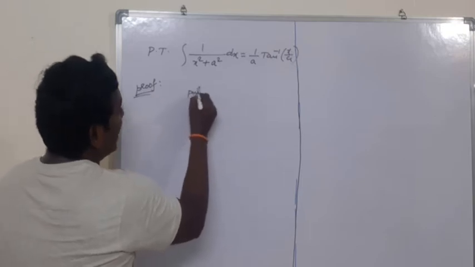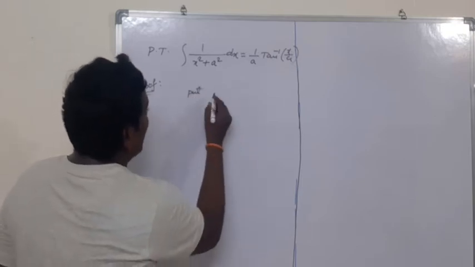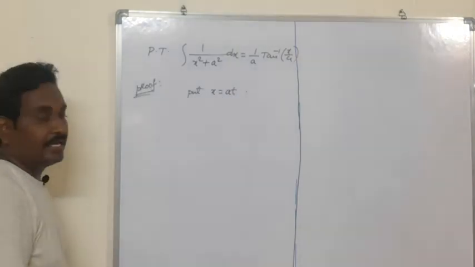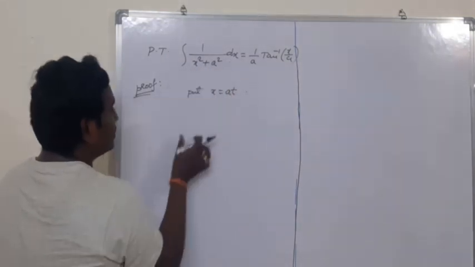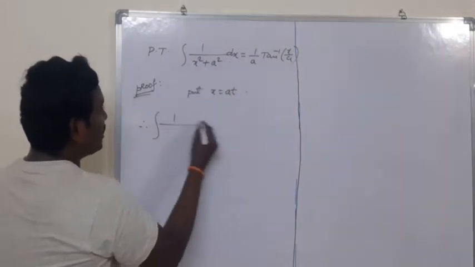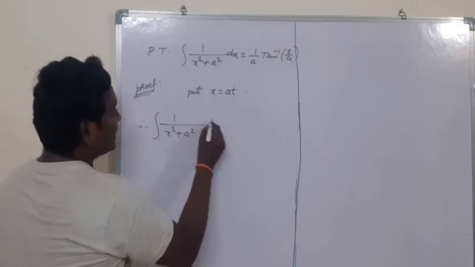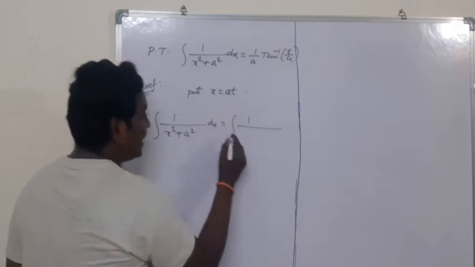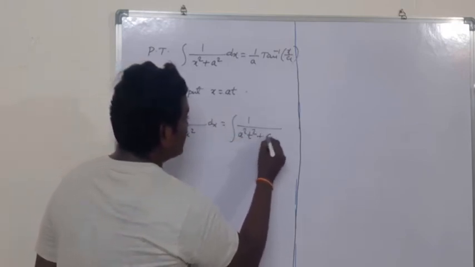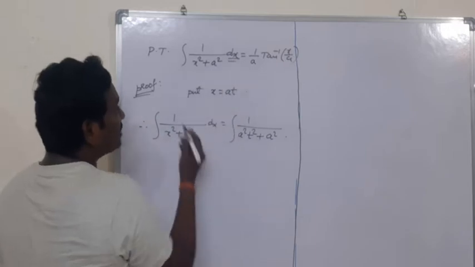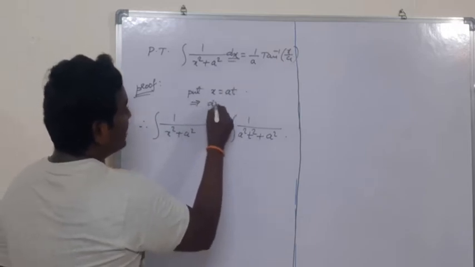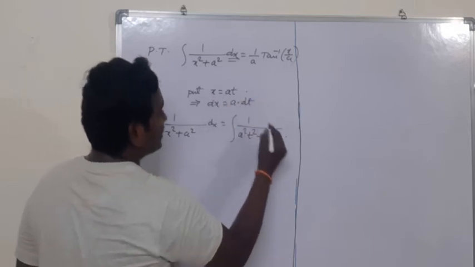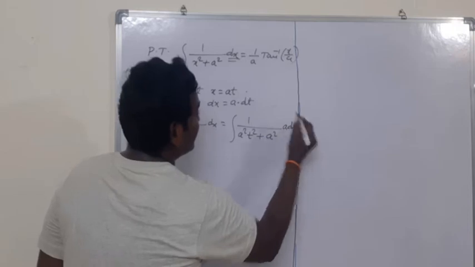Here I will take the substitution as x is equal to at. If you put x is equal to at, then the given problem becomes integration of 1 by x square plus a square dx is equal to integration of 1 by, x is nothing but at, so you will get a square t square plus a square. Now we should find out the value of dx. What is dx? a is the constant term which is in product. That's why the derivative for t is a dt. So you can write a dt here.